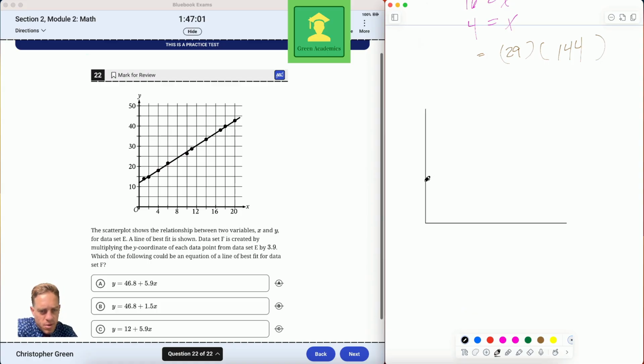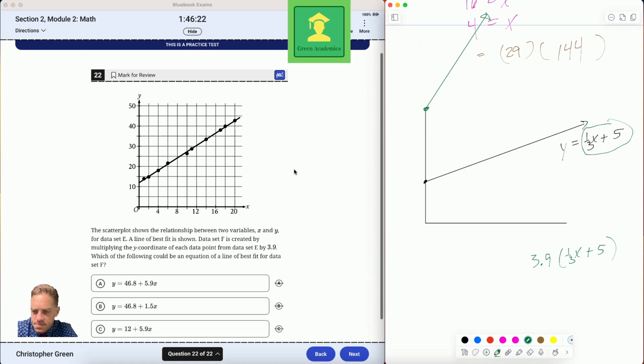Well, let's just do a simpler example, right? I'm going to make up a much more obvious, straightforward line. Suppose it was y equals 1/3 x plus 5. And then I multiplied the y-coordinate by 3.9. So then in the new line, it would be 3.9 times, but of course, the equation itself effectively is the y-coordinate. So it would be this, which means you would multiply the slope by 3.9 and the y-intercept by 3.9. So the new line would be a much steeper slope and a y-intercept that's 3.9 times as much.